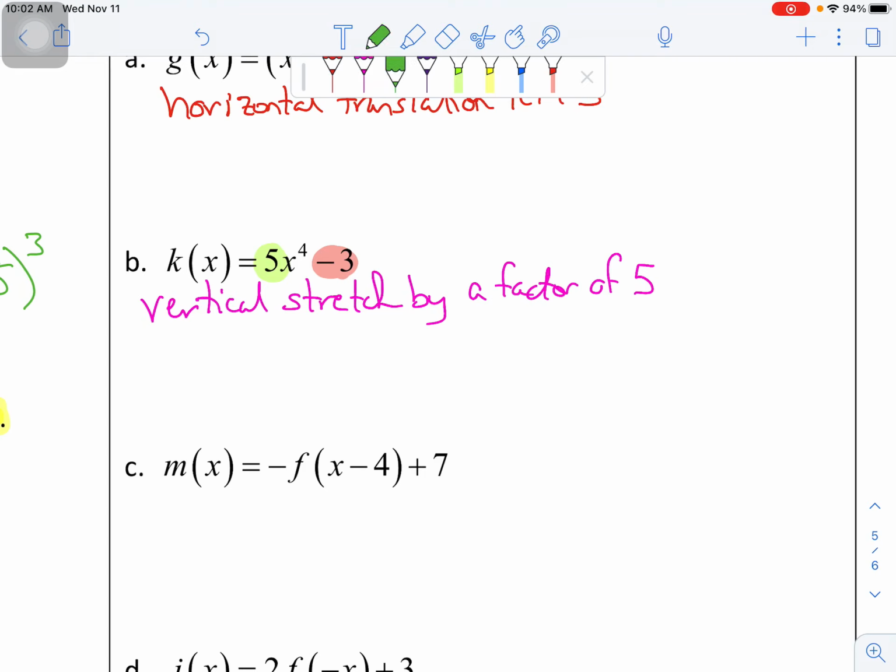And then we also have the minus 3 at the end, which is going to be a vertical translation down 3. All right, so the vertical ones are pretty straightforward. If it says you're going to multiply by 5, that's a stretch of 5. If it says you're going to subtract 3 in this case, that is going to be a down, you're going to translate down 3 units.